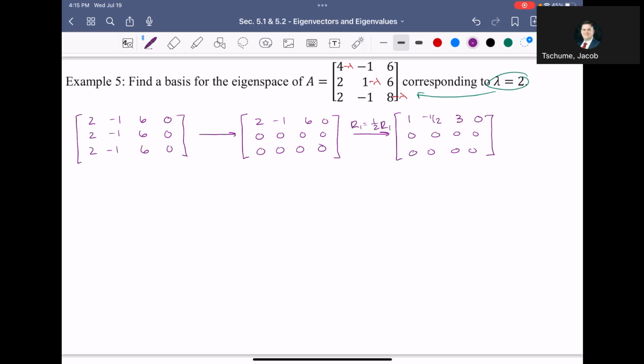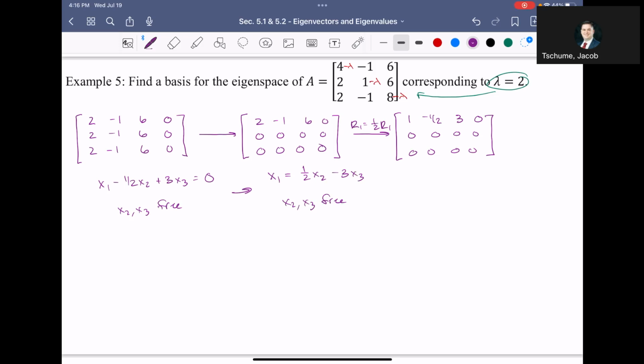Creating your basic variable equations becomes the following. You will have that x1 minus half of x2 plus 3x3 needs to equal 0. And since there are no pivot positions in the x2 or x3 column, I know that x2 and x3 are going to be free variables. Solve for your one basic variable, which is x1, and we will get x1 is equal to half of x2. Oops, that's an ugly 2. Let's try that again. Minus 3x3 with x2 and x3 still being free.